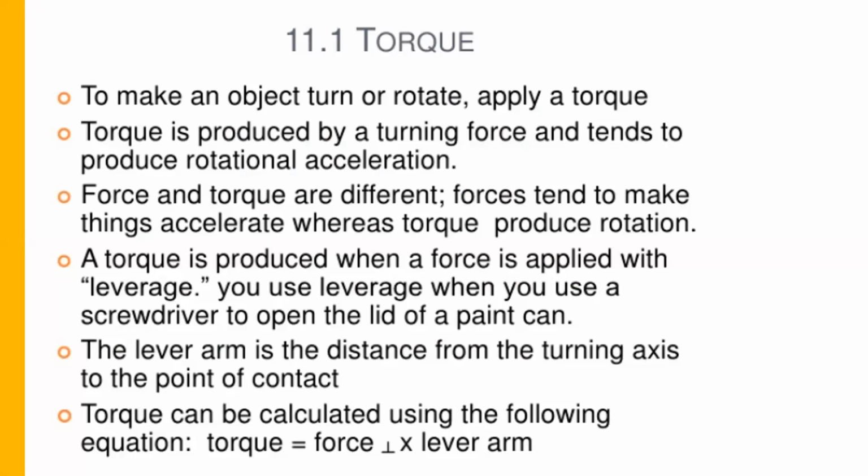Torque is produced by turning force and tends to produce rotational acceleration. Now, force and torque are different. If you need to translate an object from point to point in a line, you apply a force. But if you need to move an object from angle to angle, you apply a torque. Force makes the object accelerate, and torque makes the object rotate.